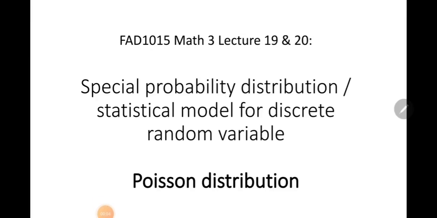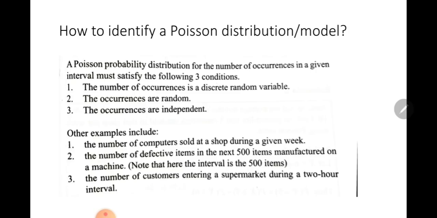We're still in special probability distribution for discrete random variable. Last week we looked at the binomial distribution, so this week we are going to cover the Poisson distribution. How to identify a Poisson distribution? A Poisson probability distribution is for the number of occurrences in a given interval. Please take note of this term, number of occurrences. In a given interval, it must satisfy the following three conditions.